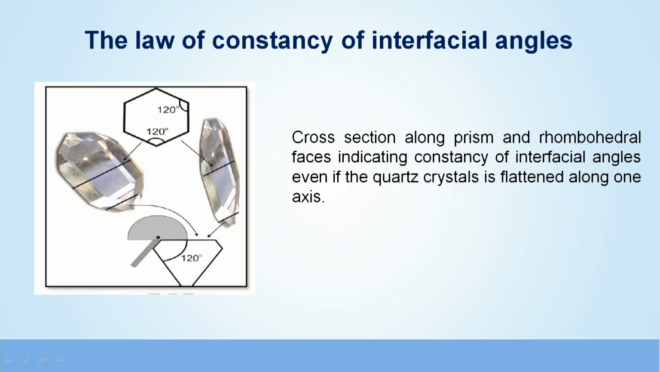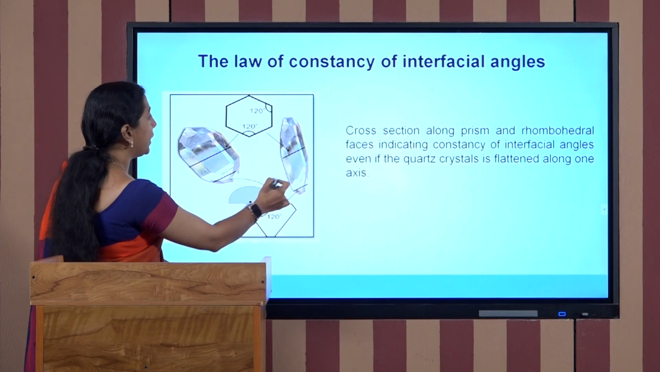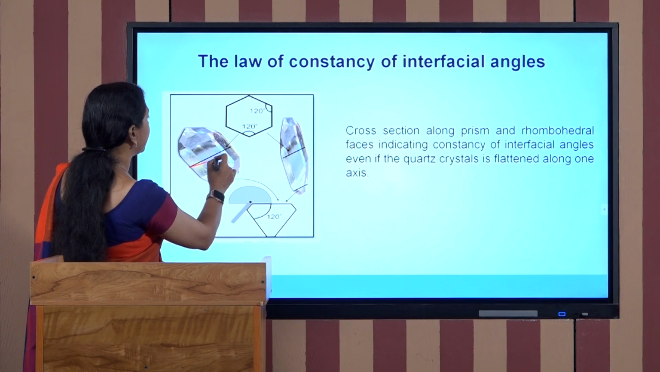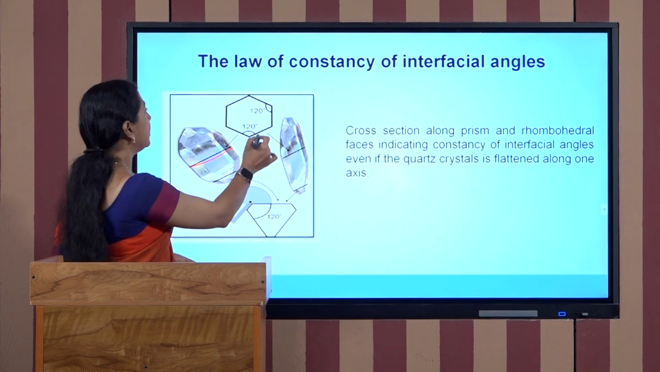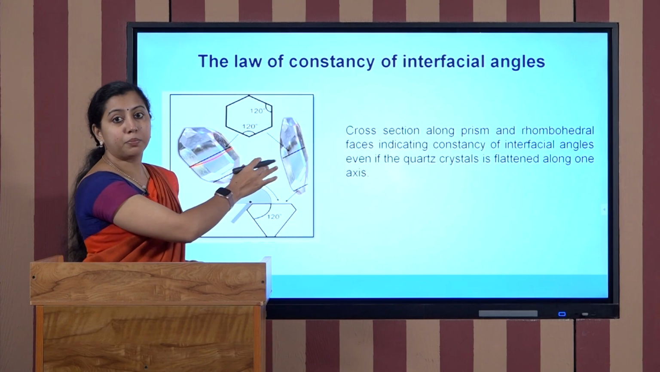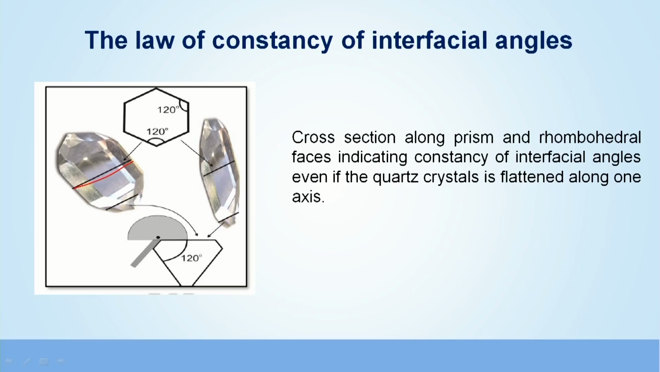So, on the screen you can see a cross section along prism and rhombohedral faces indicating the constancy of interfacial angles. So, in this figure you can see that even if the quartz crystals are flattened along one axis, the angle will still remain the same, that is about 120 degree. So, this is known as the law of constancy of interfacial angles.